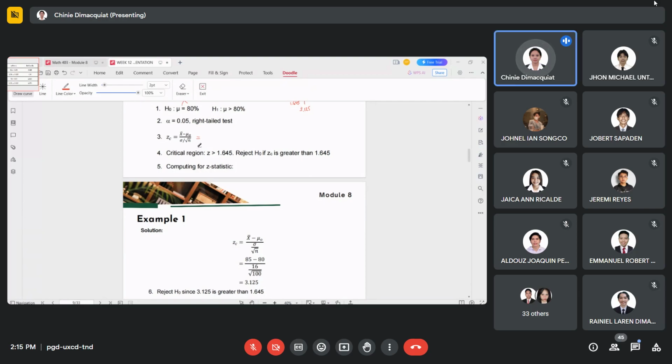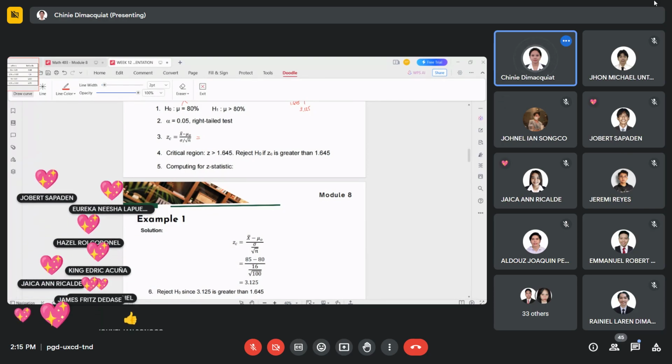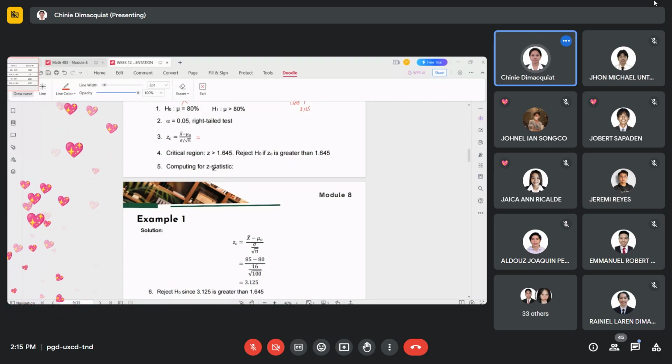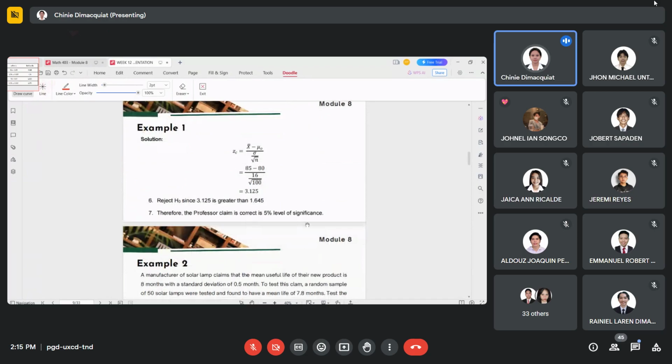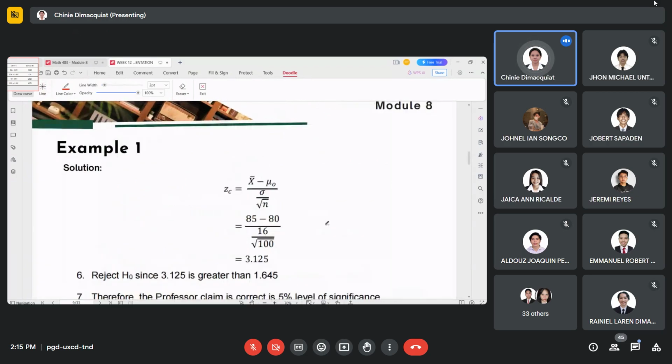May question ba kayo dito sa ating example 1? Nagigets naman po. Nakakahabol? Okay. Mukhang nakakahabol naman sa discussion. So, proceed tayo sa example 2, para mas magets natin.